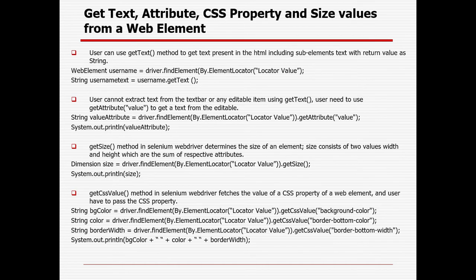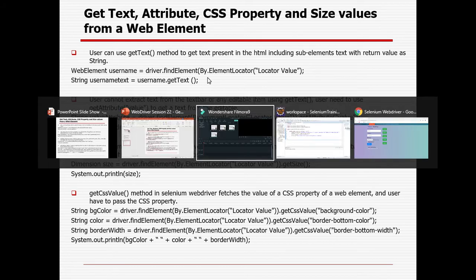So as discussed, in this video I will discuss how we can get the text for the read-only text field. For that we need to use the getText method, using which we can get the text present in the HTML including sub-element text, and the return value will obviously be a string. So first we need to identify the element, then we can get the text using the getText method. Then we can print it or use it anywhere based on our requirement.